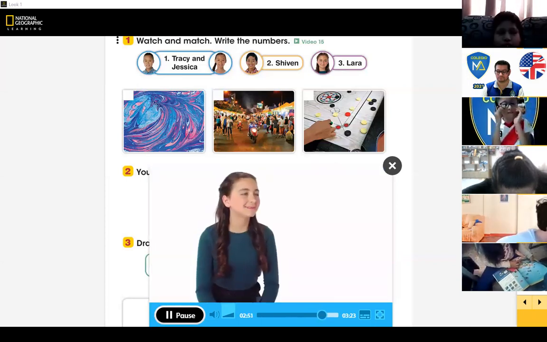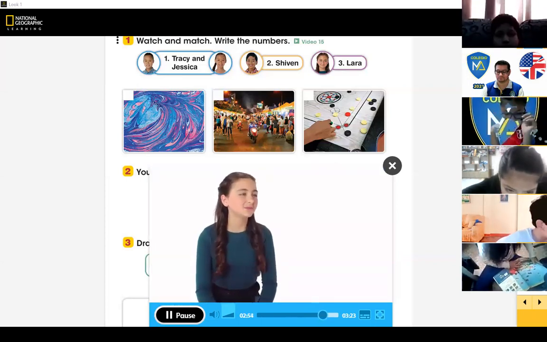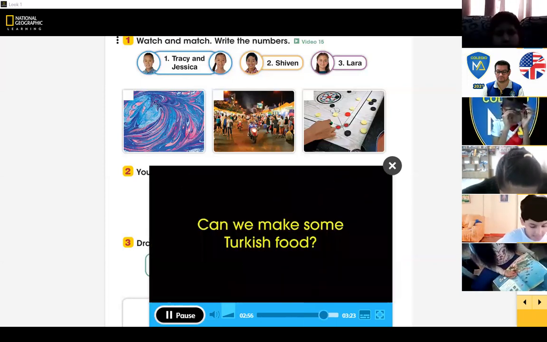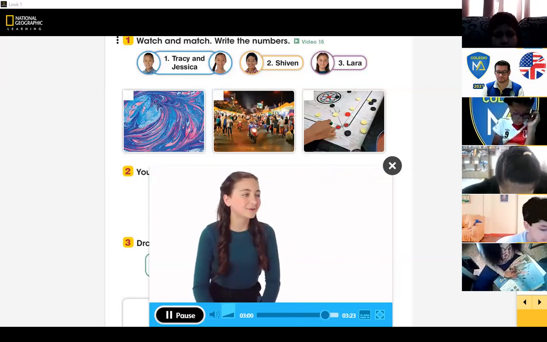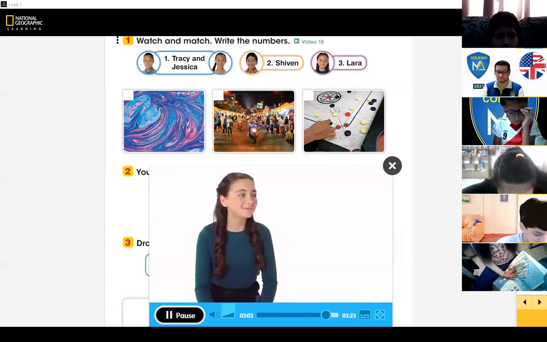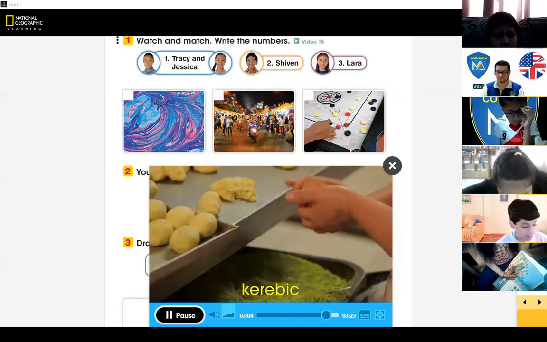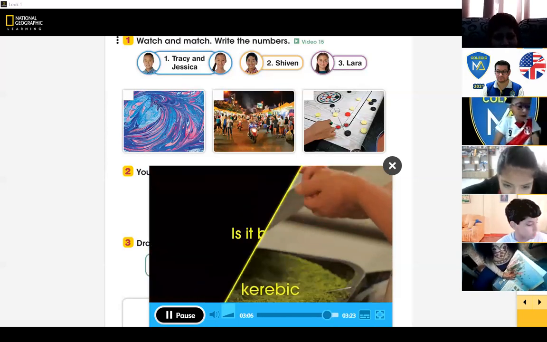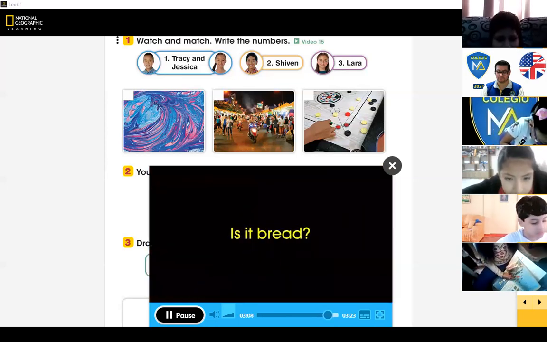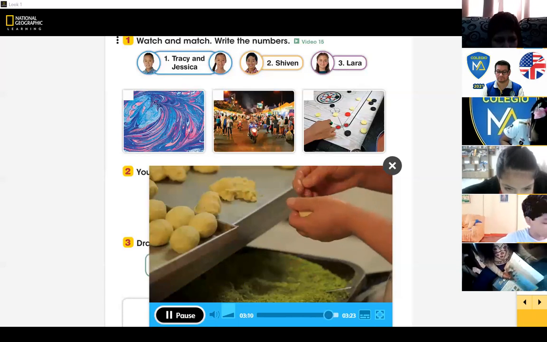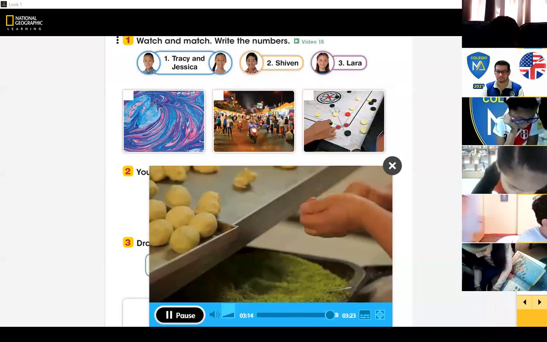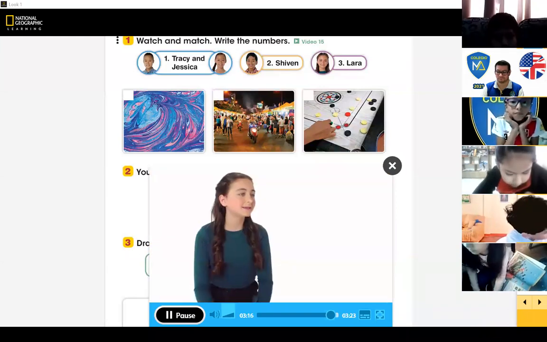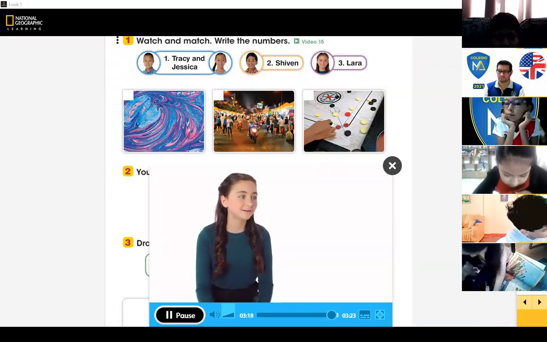What else can we do today? Let's make food. I like to be in the kitchen with my mom. Can we make some Turkish food? Yes, we can. Let's make kelebiç. My mom and I make it. Is it bread? No, it isn't. It's a pastry. It's sweet. It's very good.